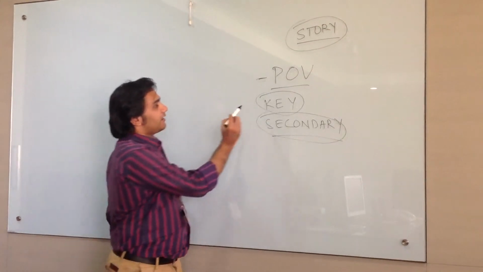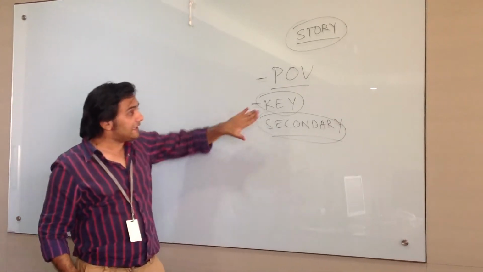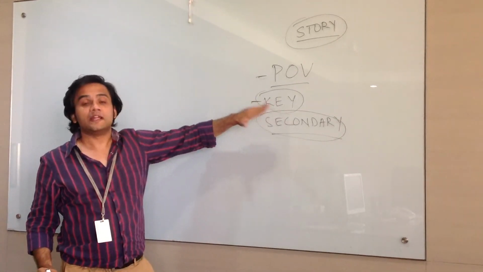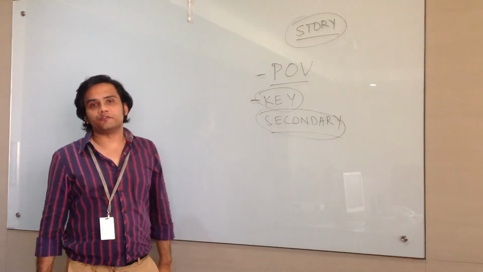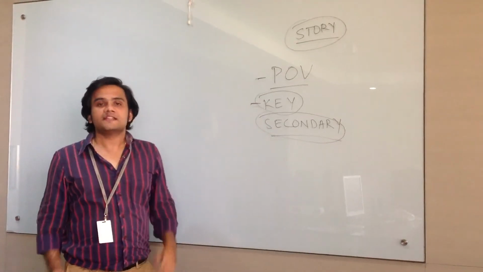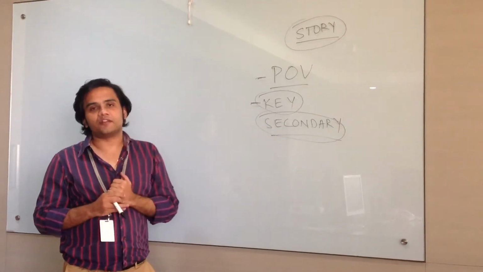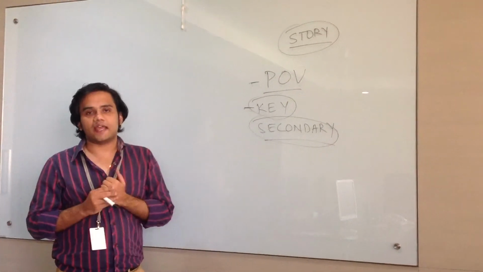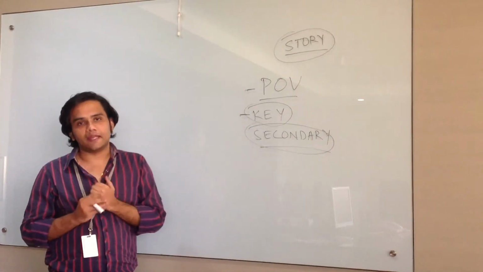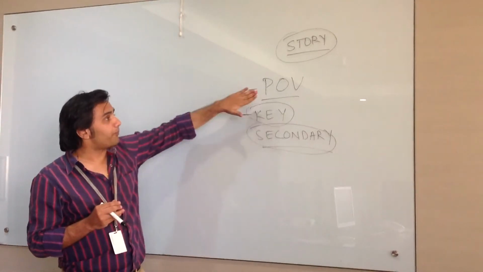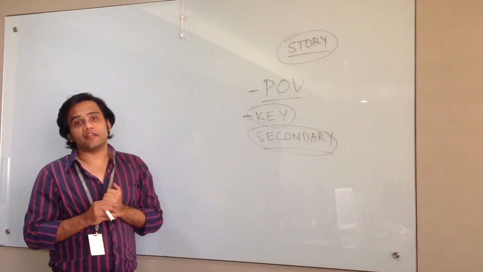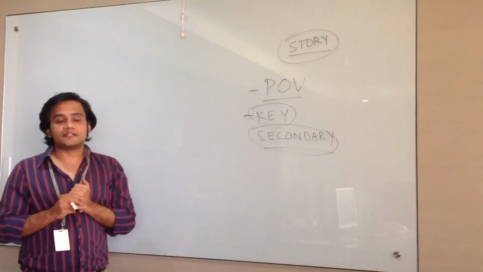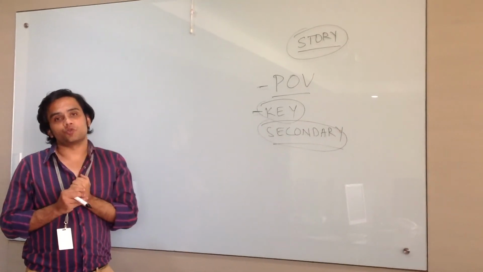So when our story is told from the key character's point of view, that becomes the point of view of the story. So with this we come to the end of our lesson on story. As we saw, a story essentially has three parts, a beginning, middle and end. And a point of view plays a very, very important role in understanding what your story will be about.